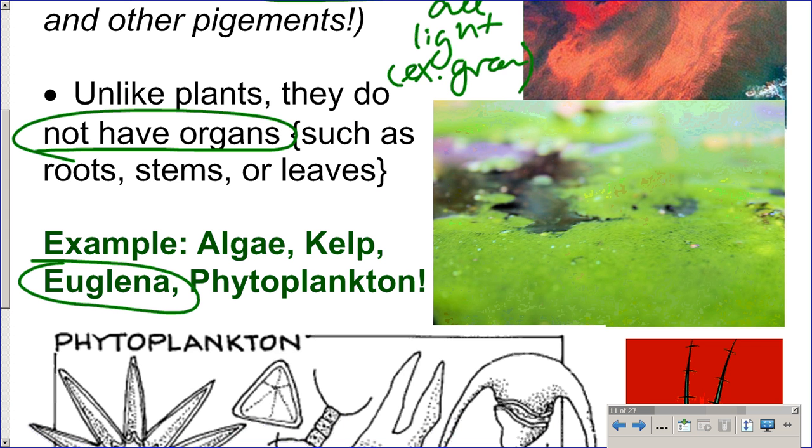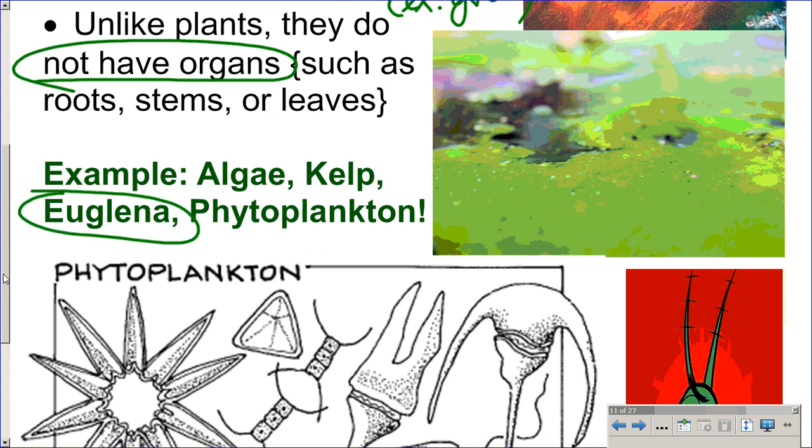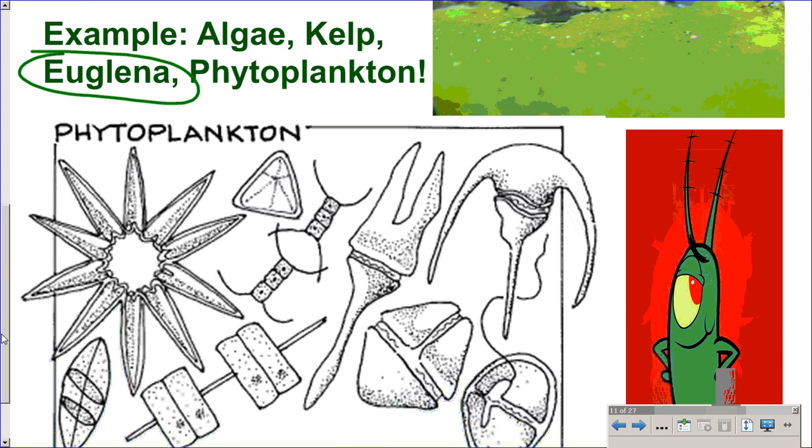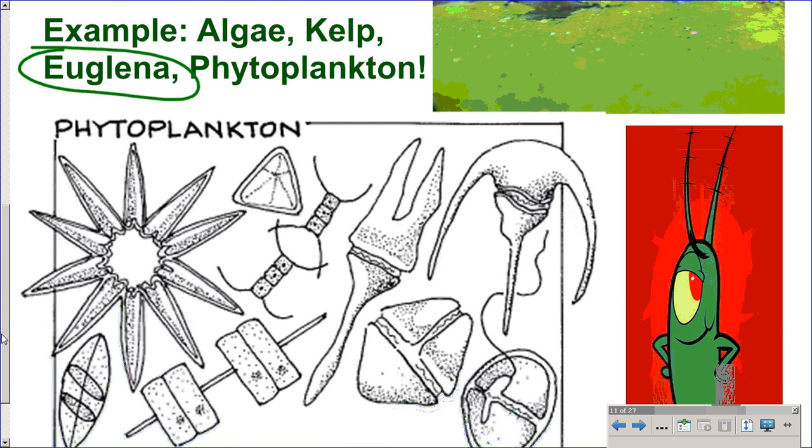Okay. And while you guys are writing down examples, phytoplankton you've probably heard of before. They come in lots of varieties. You can see all these images here. Phytoplankton is not just one organism. It's a bunch of different types of organisms. And they're really cool looking and pretty.